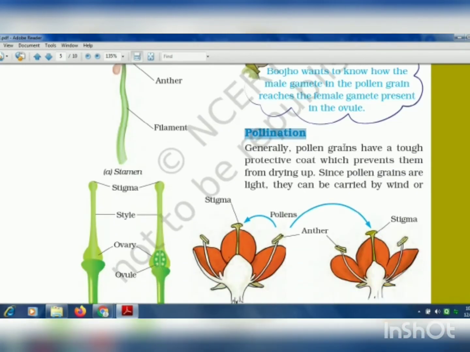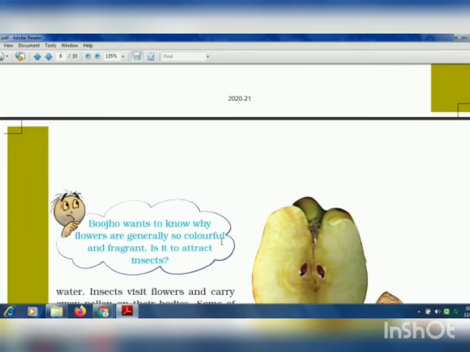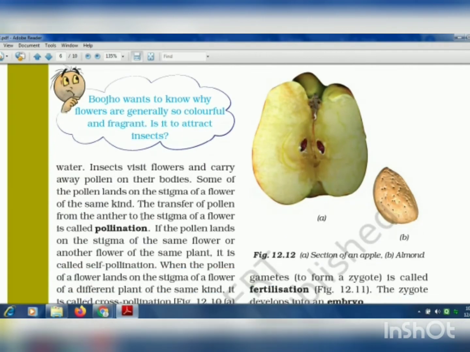So pollen grains have a tough protective coat which prevents them from drying up. Okay. So the pollen grains have a very hard protective outer coating which does not allow it to dry. So since pollen grains are light, they can be carried by wind or water. Okay. Now insects visit flowers and carry away pollen on their body.